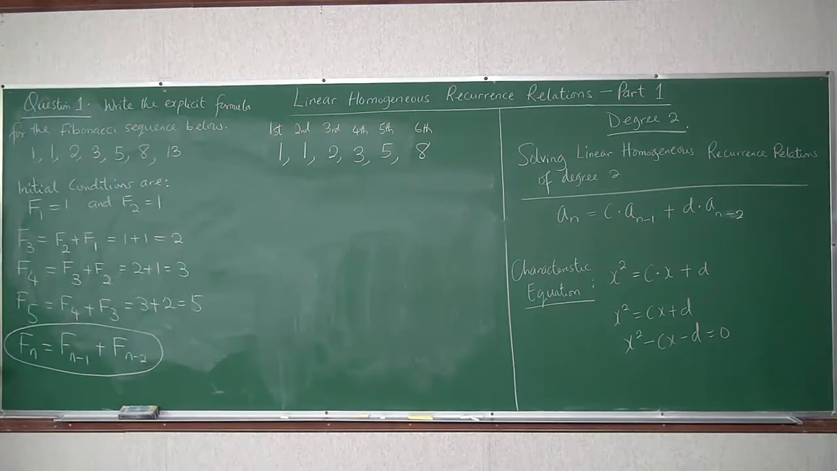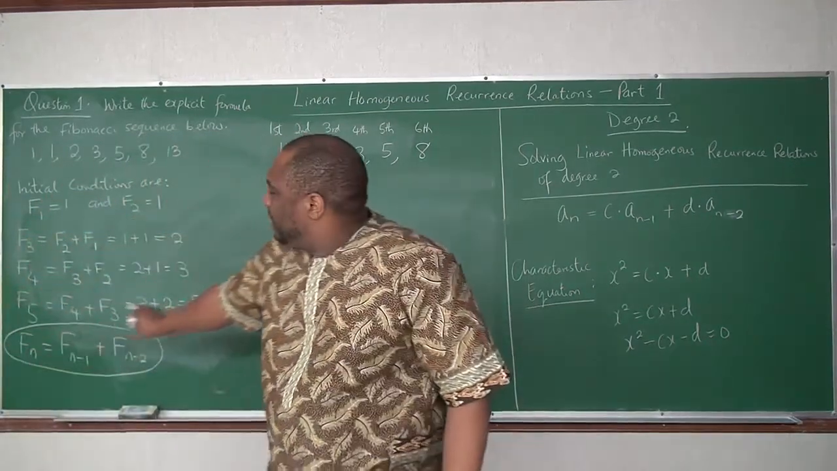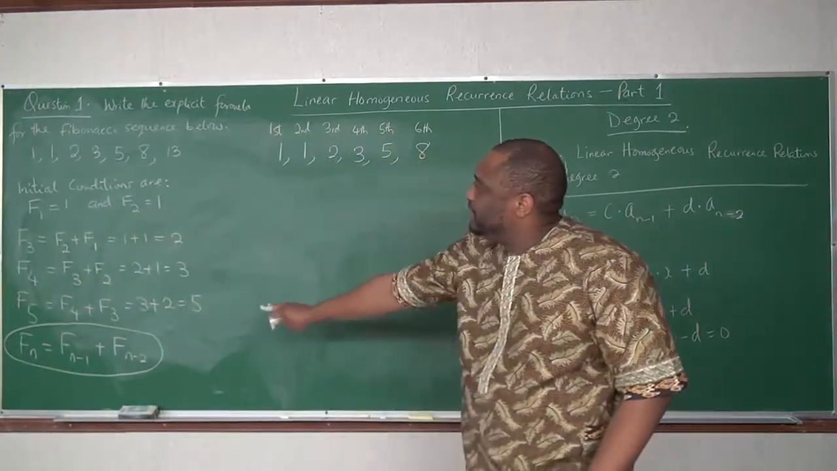Okay? 3 minus 1 is 2. 3 minus 2 is 1. 4 minus 1, F4. 4 minus 1 is 3. And 4 minus 2 is 2. Fifth term, 5 minus 1 is 4. That means the fourth term, plus 5 minus 2 is 3. Okay? The third term.